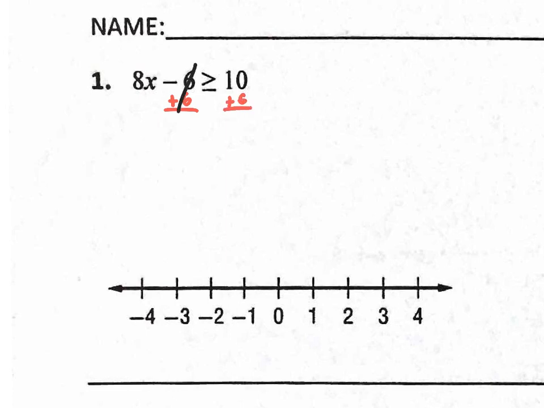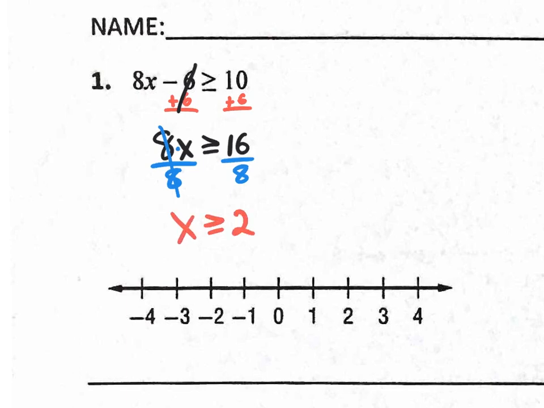Rewrite everything, right? The 6 and the negative 6 cancel out. You now have 8x greater than or equal to 16. 10 plus 6 is 16. So what you truly have is 8 times x. To get rid of that multiplication of 8 in front of the x, you have to do the opposite of multiplication, which is division by 8. The 8 cancels. Your final answer is x is greater than or equal to 2.